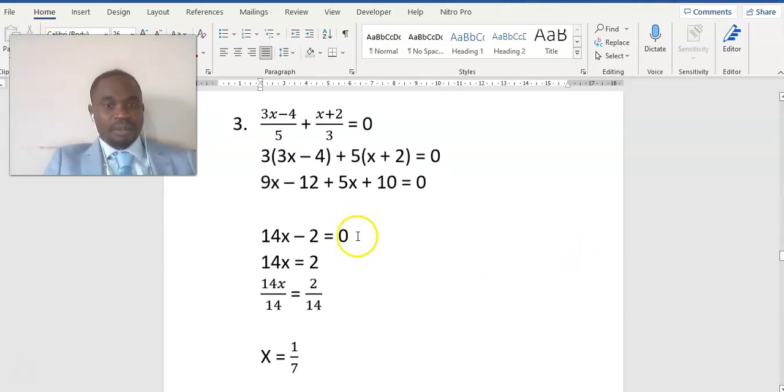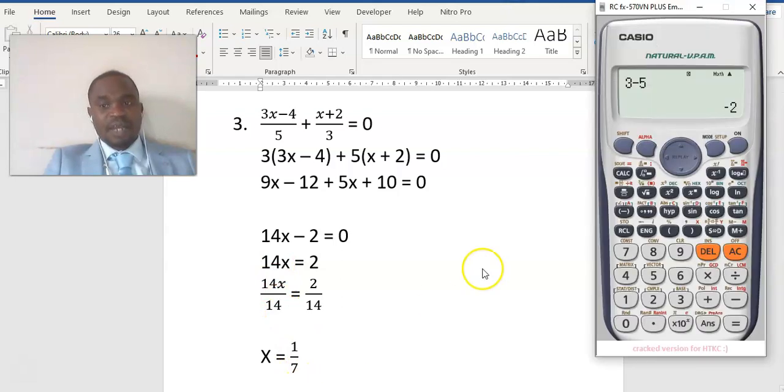Then 9 plus 5 will give you 14x. Minus 12 plus 10 will give you minus 2, is equal to 0. Transpose this minus 2 to this side is going to give you 2. Divide both sides by 14, which is going to give us 1 over 7. How did we get 1 over 7?